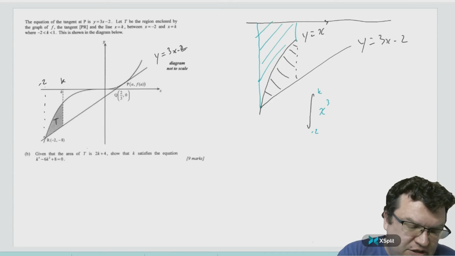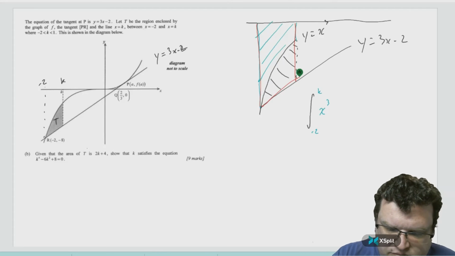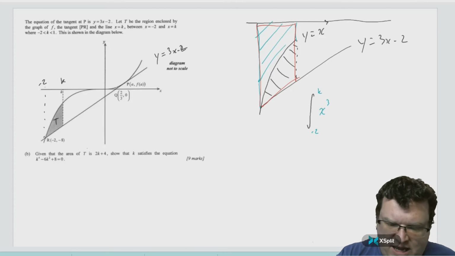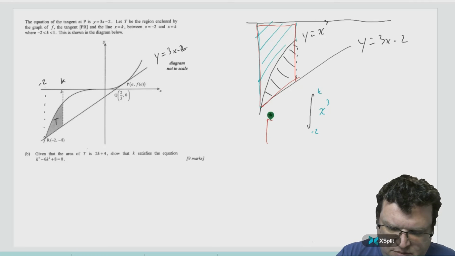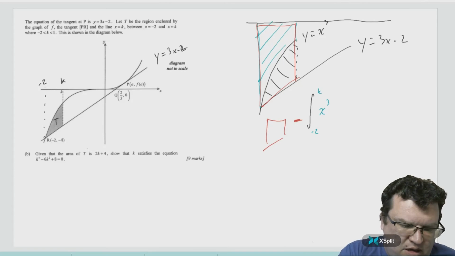So what I'm actually going to need to do then is evaluate this whole trapezium here, that I'll think of outlined in red, and then subtract the blue area. So I'll need to do this trapezium, take away the blue area, and that should give me what I'm after.